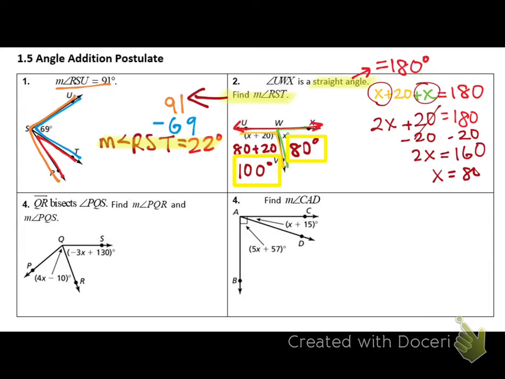So those are the 2 we're going to work out. The bottom 2 we're just going to talk about. What is the most important word in this bottom left corner? Bisect. Go ahead and highlight it and circle it.